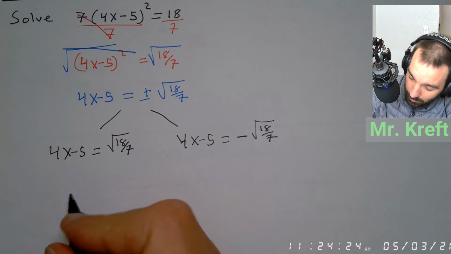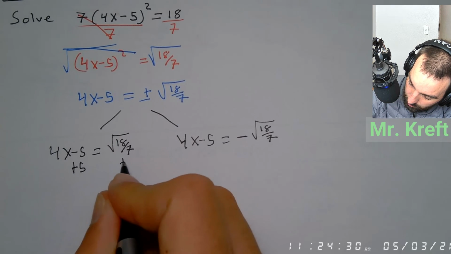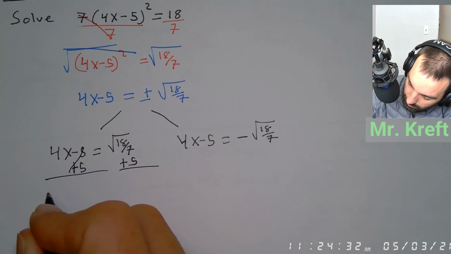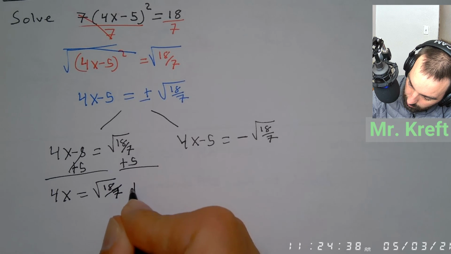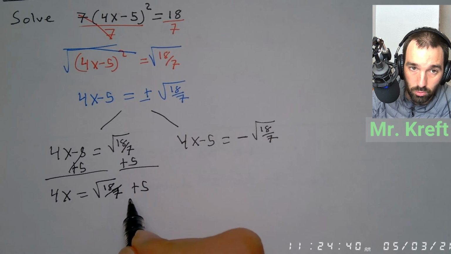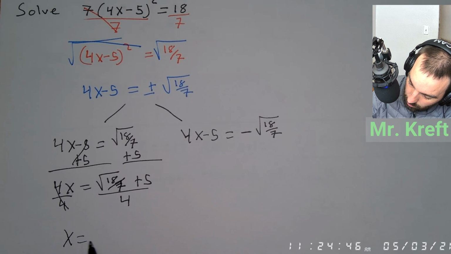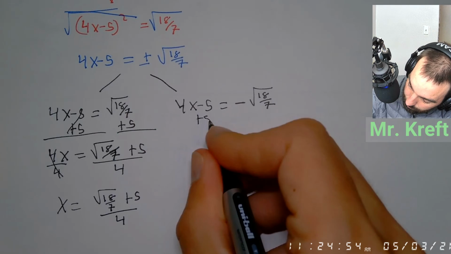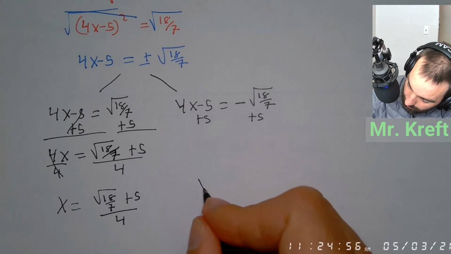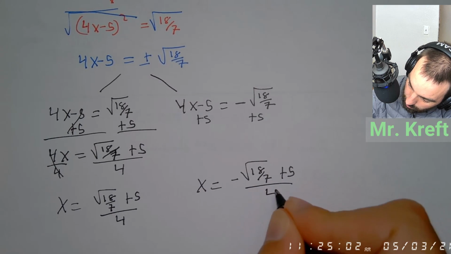And I'm sorry that I'm going quickly, but I need to. So I'm going to solve for x, right? So I'm going to add 5 to both sides. So when I do that, I get 4x equals the square root of 18 over 7 plus 5, right? So there's just that plus 5 there. Just write it over here. And then I'm going to divide by 4. So I get x equals the square root of 18 over 7 plus 5 over 4. And then I'm going to do the same thing over here. I'm going to add 5, divide by 4. I have to speed up, so I get negative square root of 18 divided by 7 plus 5 over 4.